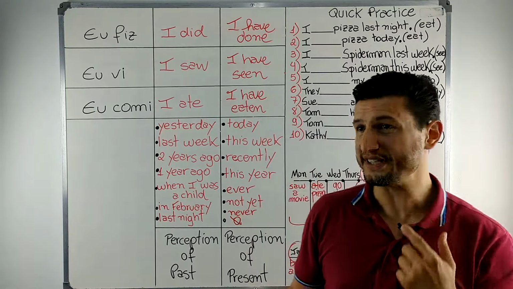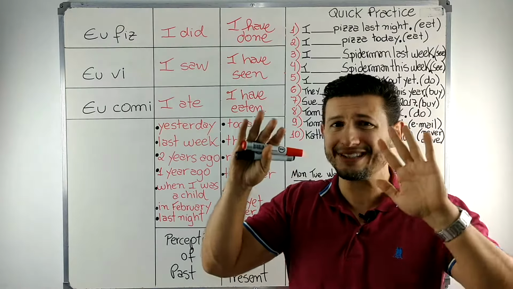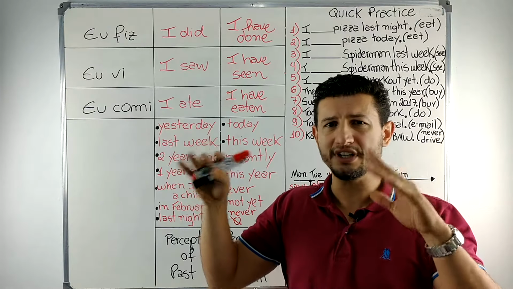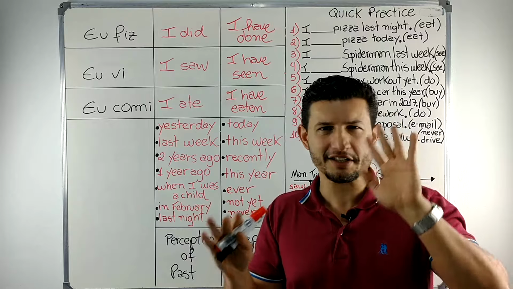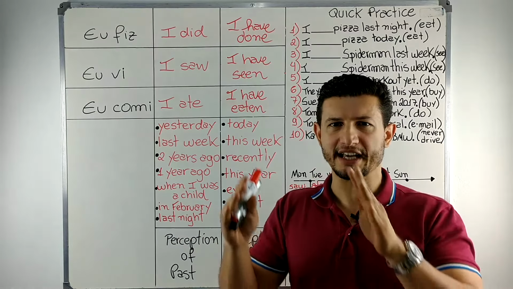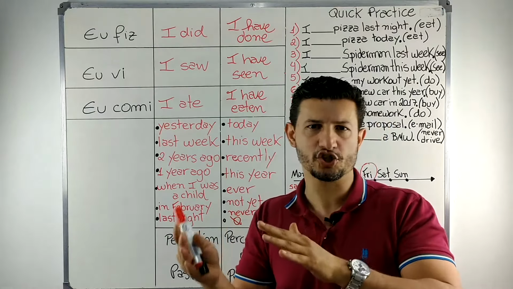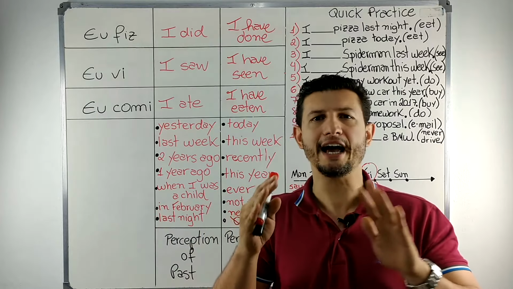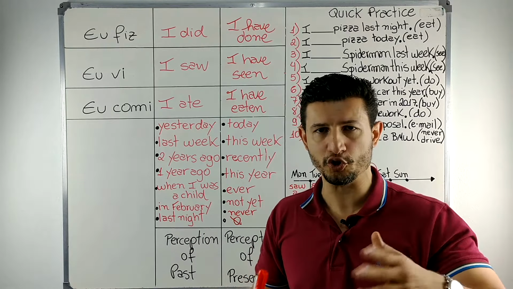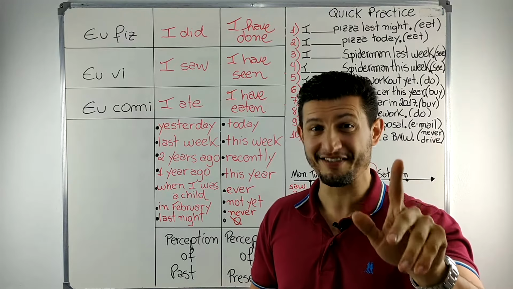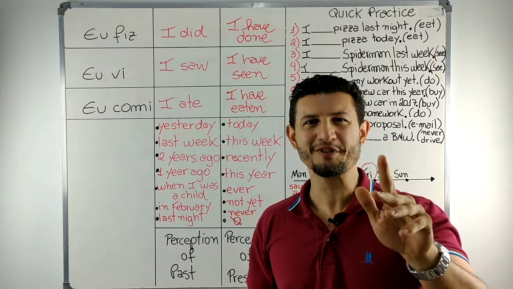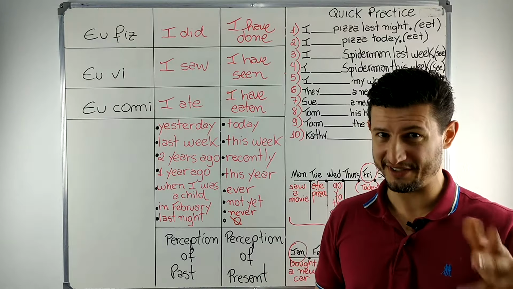Tip number 2 is, have here is not ter. It's not eu tenho. It's just part of the structure. That's just the way it is. Just memorize it. Like I did, I have done, I saw, I have seen, I ate, I have eaten. That's my advice to you, and your English will be more natural, more fluent, and you will not think in Portuguese. This is one of the ways of not thinking in Portuguese.